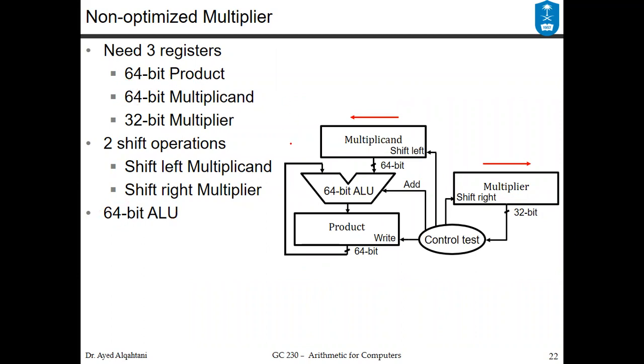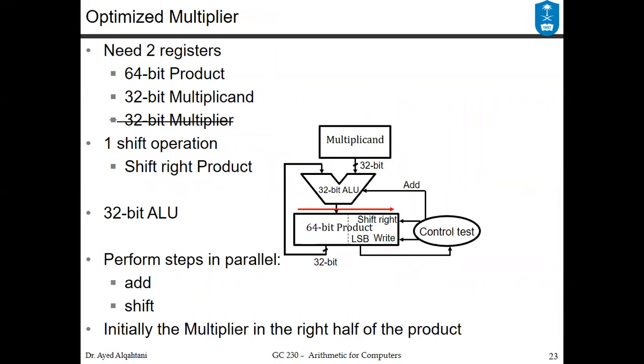Now, we can optimize this hardware to this one, which you can see is getting smaller. We now need only 2 registers. We need a 64-bit product here, and we need only the 32-bit multiplicand. And we take out the multiplier altogether. We take out its register. In the shift operation, we need to do only a shift in the product register. So we shift the product register to the right.